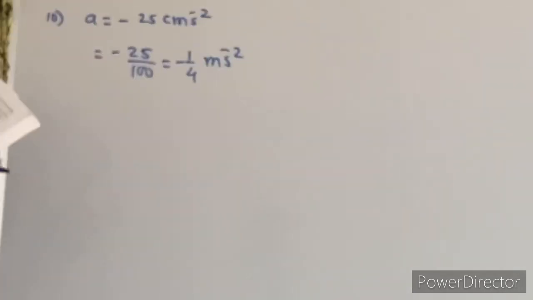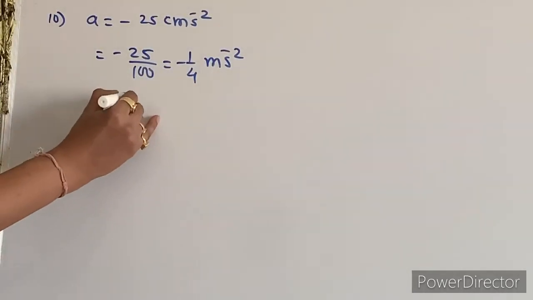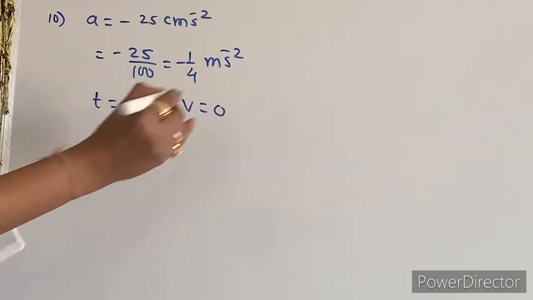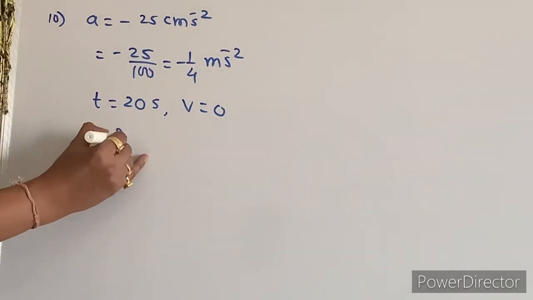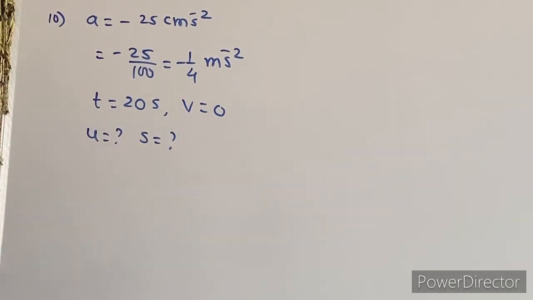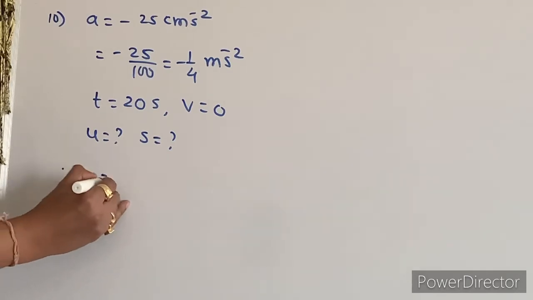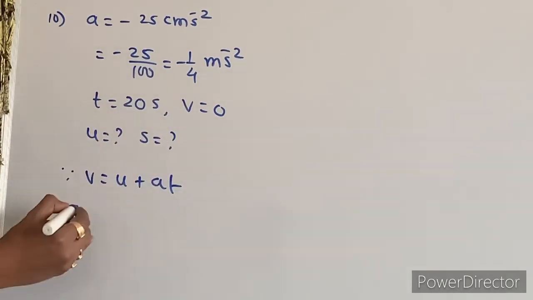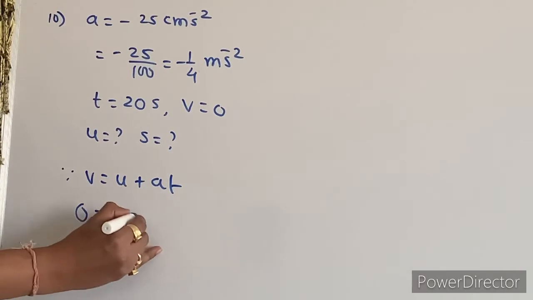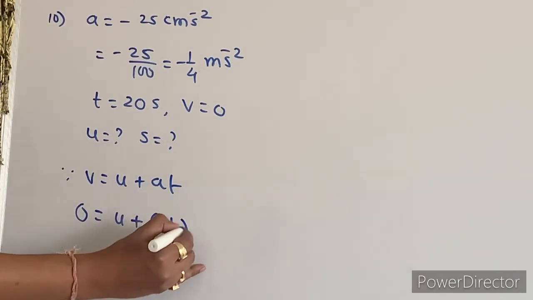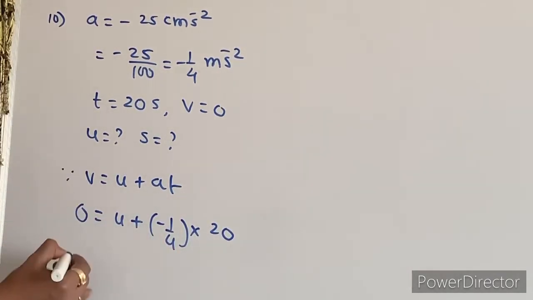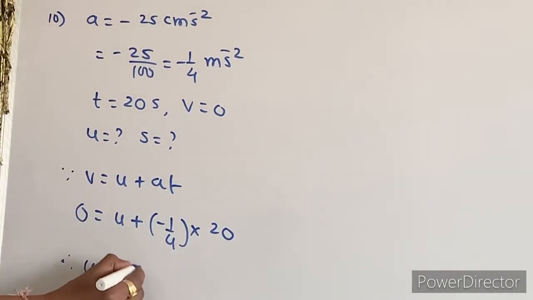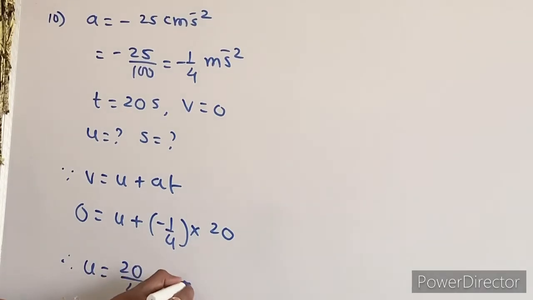Then it takes 20 seconds to stop. Now t is given as 20 seconds, and v is equal to 0. Find the initial velocity and distance traveled. Here u is question mark and s is to be found. So I can write, since v is equal to u plus at, 0 is equal to u plus a, which is minus 1 by 4, into t. So u is equal to 20 by 4, which is 5 meters per second. This is the initial velocity.